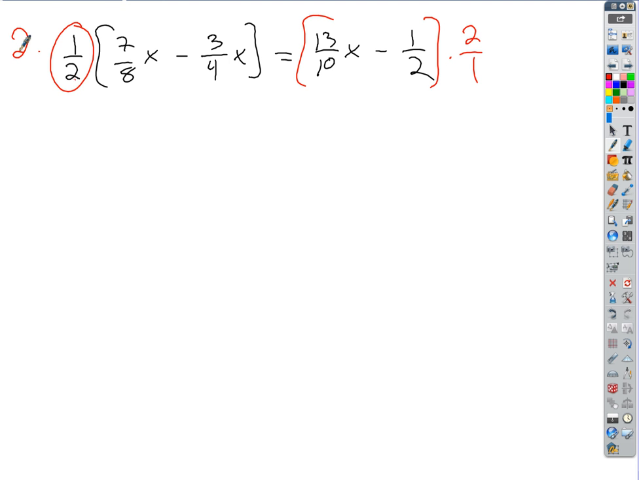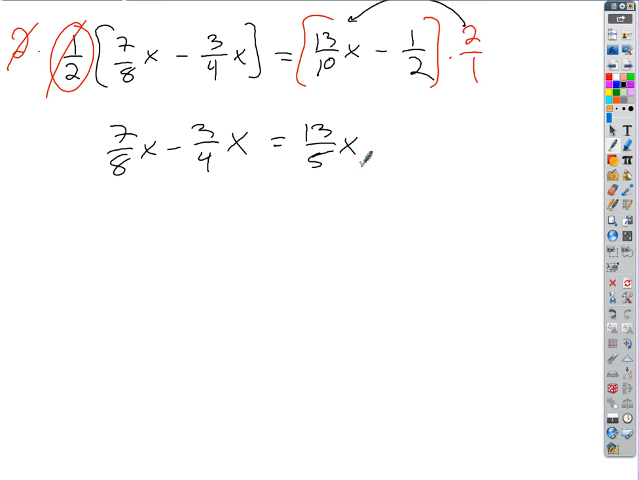So when I multiply that through, the 2 times the 1/2 cancels. So on the left side now, I get something better. I just get 7/8 x minus 3/4 x, nothing being multiplied. On the right side, what am I gonna get? If I distribute this 2, what's gonna happen? Okay, 26 over 10. The 2 over the 10 does reduce to 1 over 5 in that case, doesn't it? Right, so I could write this just as 13/5 x, and then 2 over 1 times 1/2 just becomes a 1. Okay, now this looks like the first example, doesn't it?